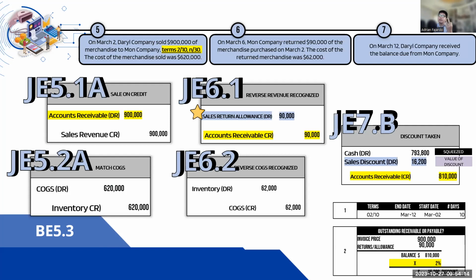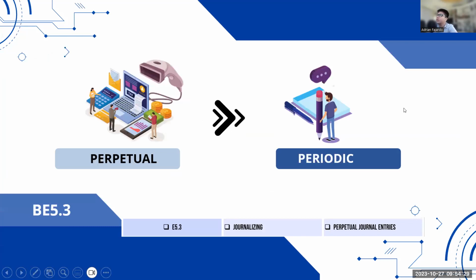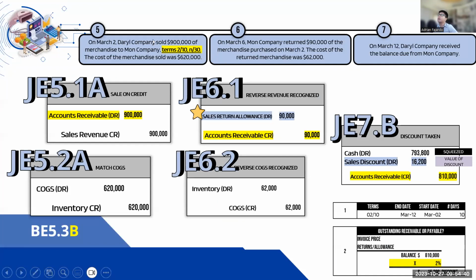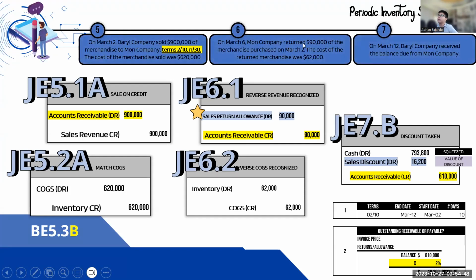So tatlo lang yung journal entries. Ay tatlo lang sets. For purchase, for sale, we have 2 journal entries. For the sales returns and allowance, we have 2 journal entries and then 1 journal entry for the sales discount. How do we turn this into periodic? So for periodic, we only compute cost of goods every time there's a sales transaction. So ito yung perpetual, gawin natin siyang periodic. So, naging periodic.